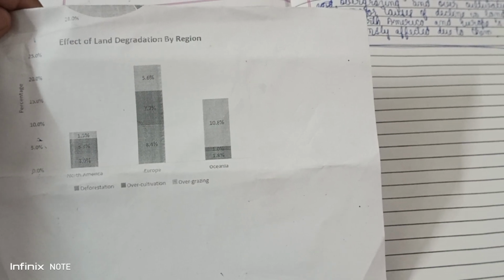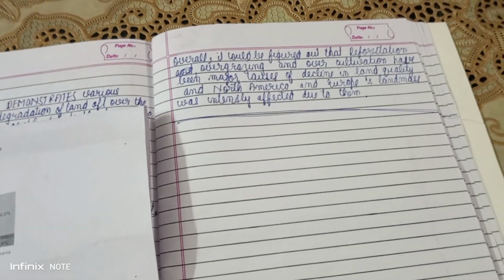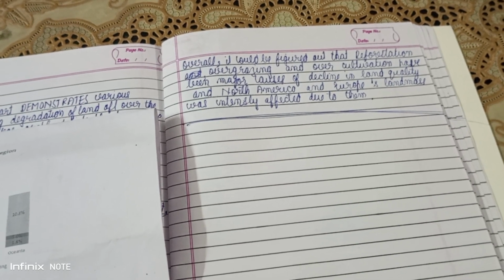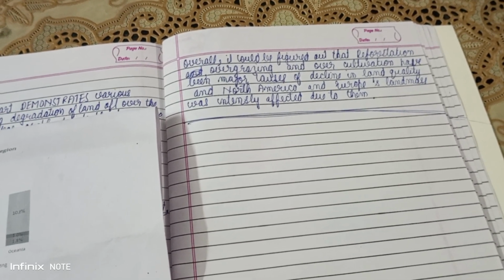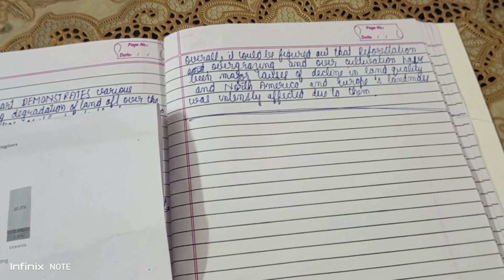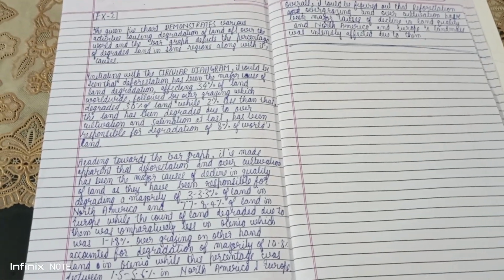So what I have written is: overall it could be figured out that deforestation, overgrazing and overcultivation have been major causes of decline in land quality, and North America and Europe's land mass was intensely affected due to them. That's it. So this was a sample writing of a pie chart. Example 2.